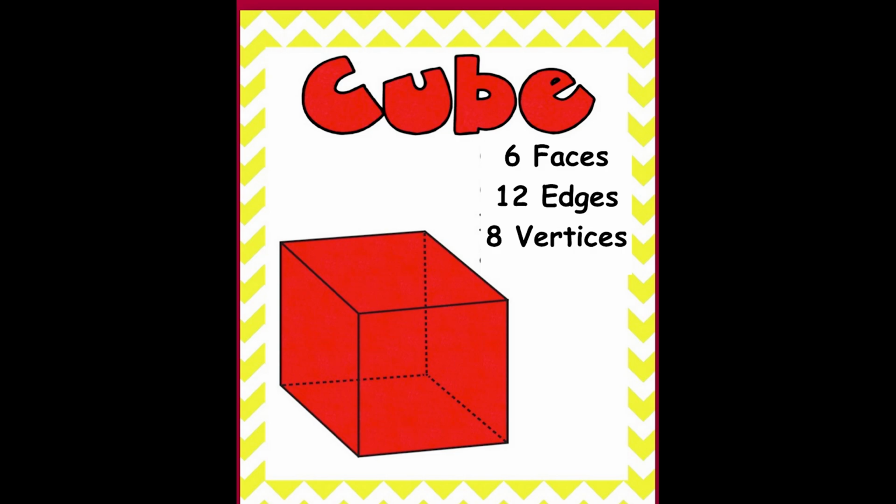So let's take a look at some of the cubes that I found when I was looking around my house. One is something you might be familiar with. It's a toy. This is a Rubik's Cube. It has the name cube in it. But you'll notice that with my cube, all of my faces are perfect squares. They're all the same size. They're all the same shape, making this a very good example of a cube.